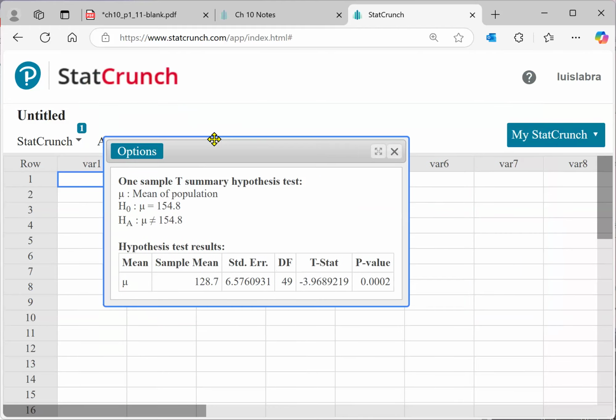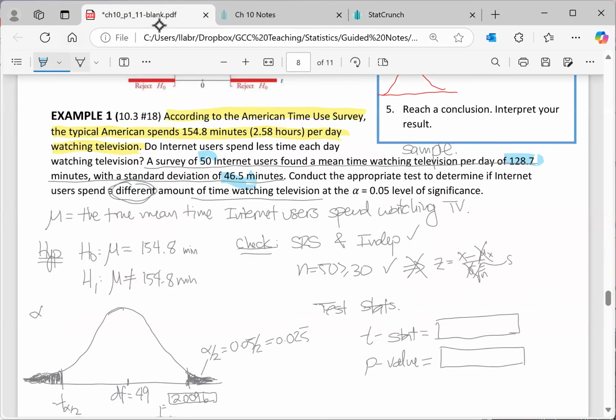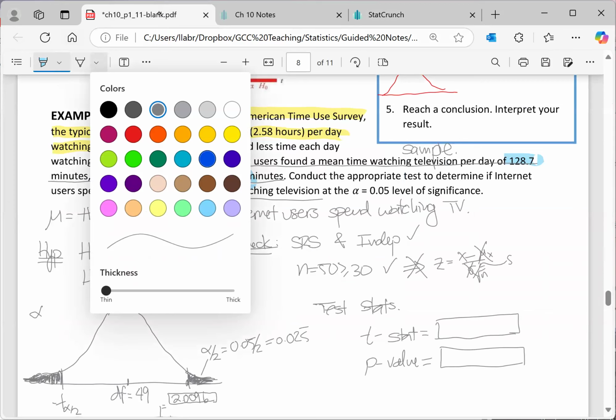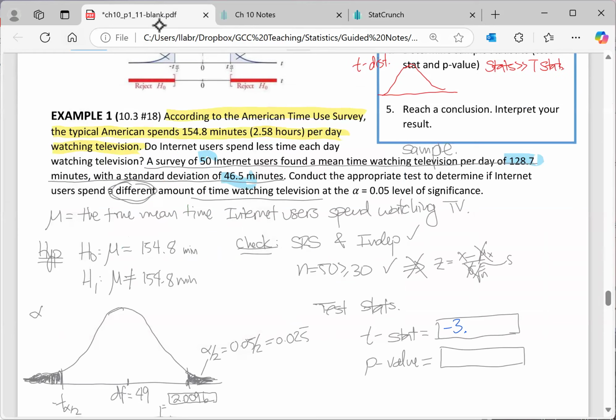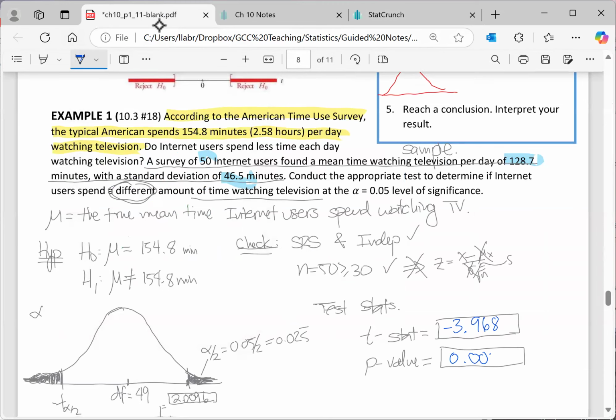All right. And so here we go. We have our one sample T summary statistics. We don't really need any of these because we're not doing this by hand. So really, we don't have to look at these. The only thing we need to look at is the T statistic and the P value. So let's go ahead and record those. All right, so the T statistic is negative 3.968 and the P value 0.002.